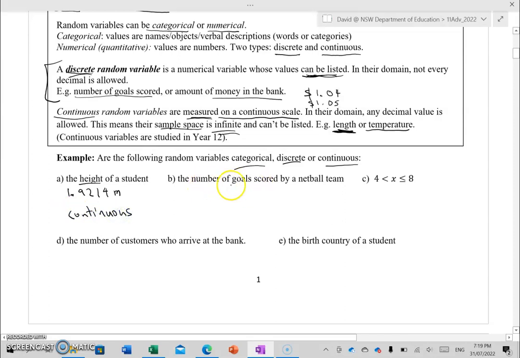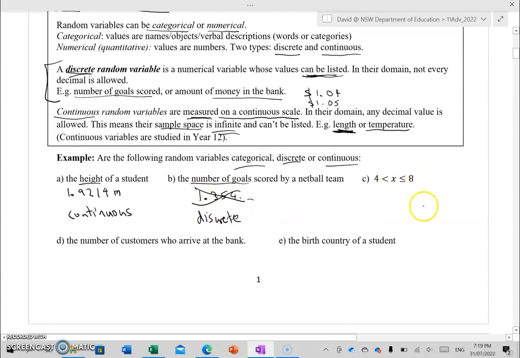The number of goals scored by a netball team. It's a whole number, right? You can't say I scored 1.354 goals. It doesn't make sense. So therefore, it can be listed, so it's discrete.